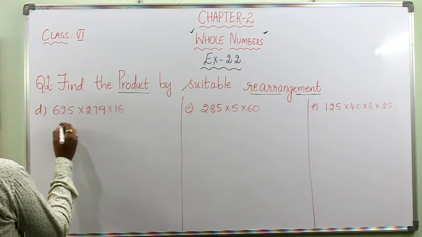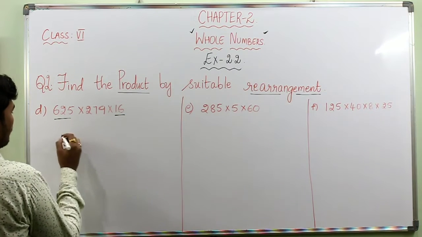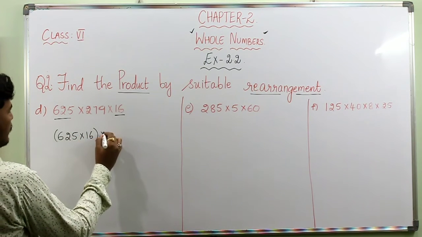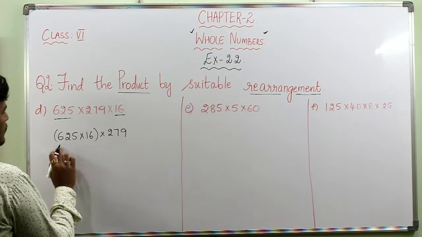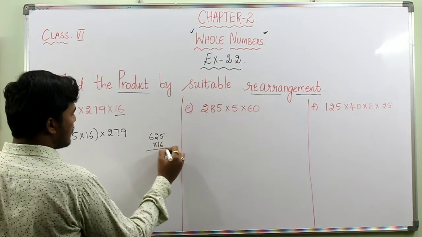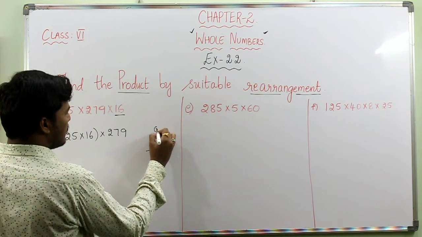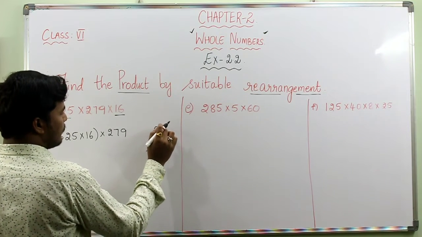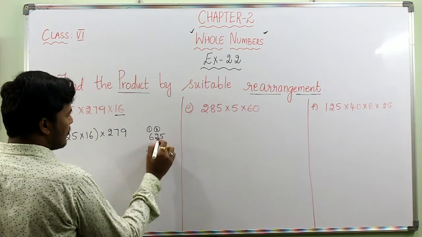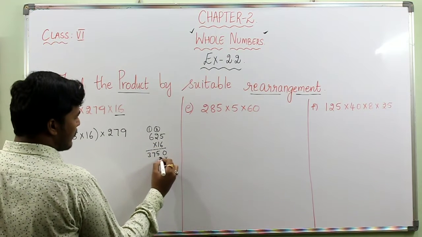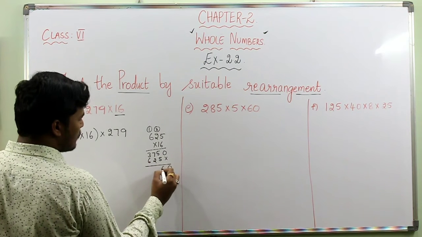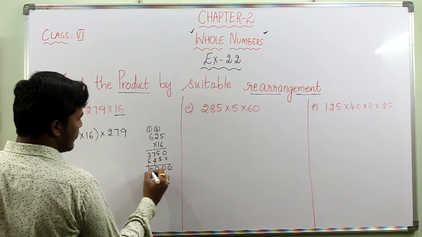Now the next bit is 625 into 279 into 16. So what you can do is, you can take it as 625 into 16 into 279. If I have to multiply these two, 625 into 16: 6 5s are 30, 6 2s are 12, 13, 14, 15, 6 6s are 36 plus 1, 37. Now 1 5 is 5, 1 2 is 2, 1 6 is 6. So it will become 0, 0, 10.